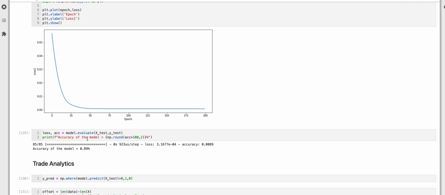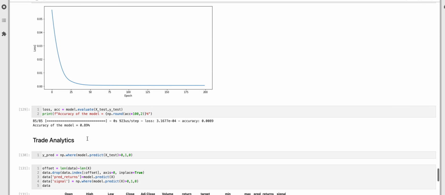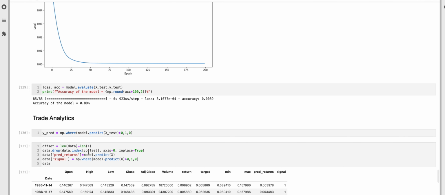I computed the accuracy, which is about 0.89%. It looks very bad. This could be due to it being regression rather than classification. Next, we define the signal or the prediction as: if the prediction is more than 0, that means the return for the next day is positive, we'll define it as 1. Otherwise, we'll define it as 0. That means we don't hold the position.